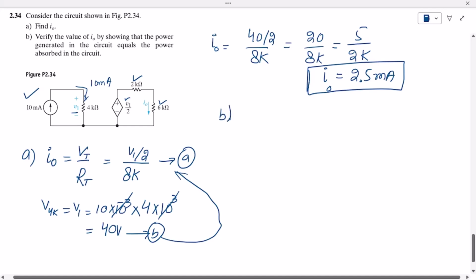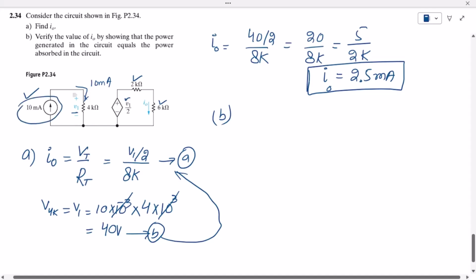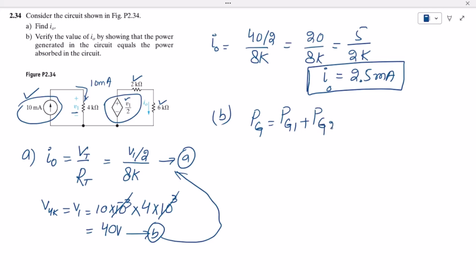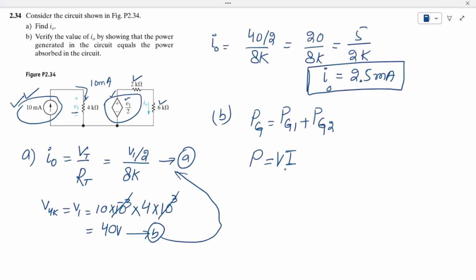Now part B of my question is to verify the value of I naught by showing that the total power generated in the circuit equals the total power absorbed. Okay, the power generated in the circuit is by this source and this source. Let me call it PG, and we have to find PG1 plus PG2. This is PG1 and this is PG2. As this is a source, in order to find the power generated by any source, we have to multiply the voltage across it with the current which it generates. So P equals I V.